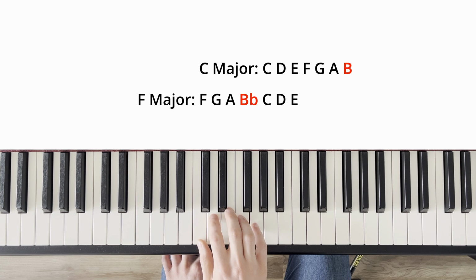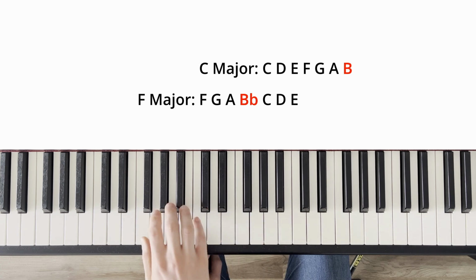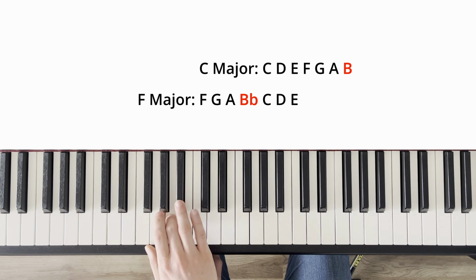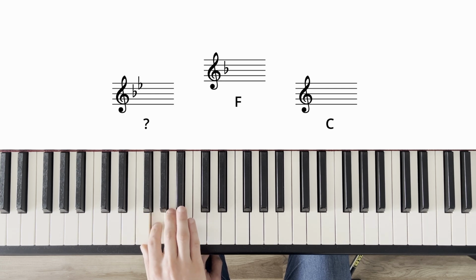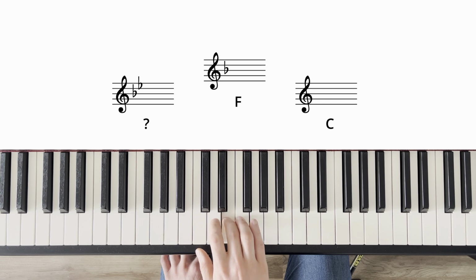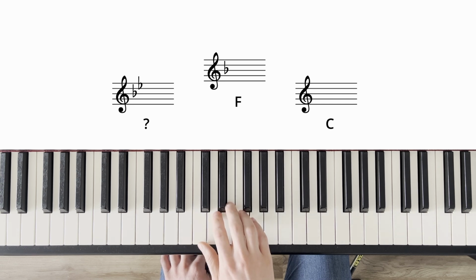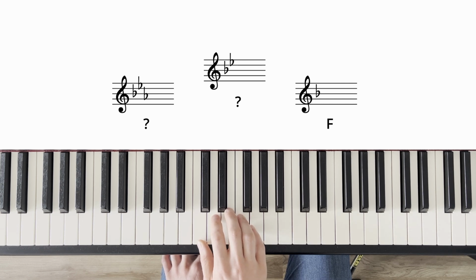Once we run out of sharps to take away, we start adding flats instead. Starting from F, we can play 1, 2, 3, and on the 4th note, instead of B, we play B flat. So F major has a key signature of 1 flat. And if we go one more notch counterclockwise, we should get a key with 2 flats in it. But what key is this?